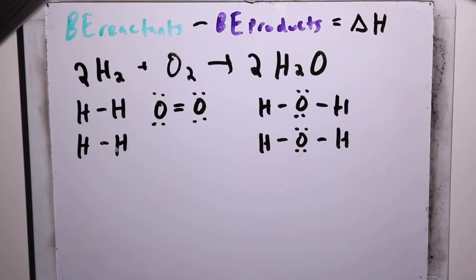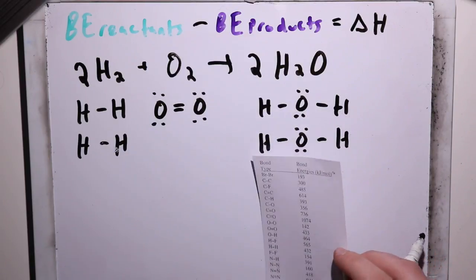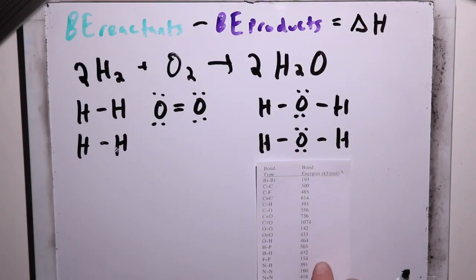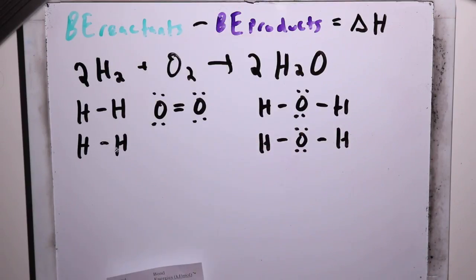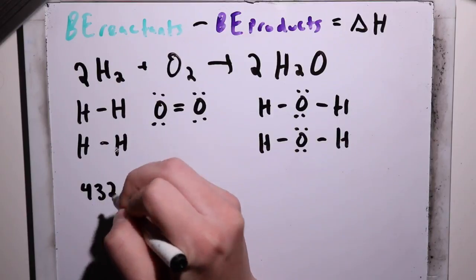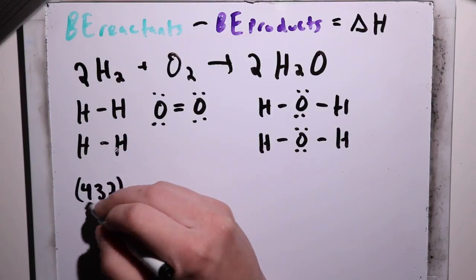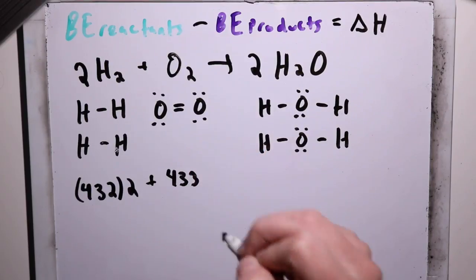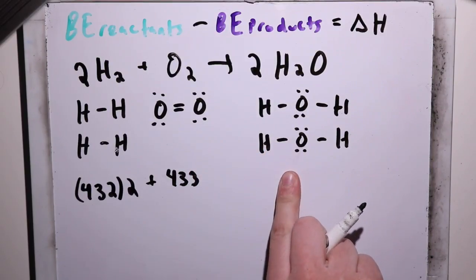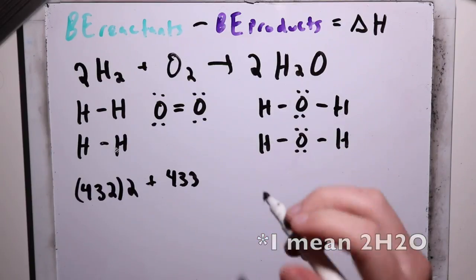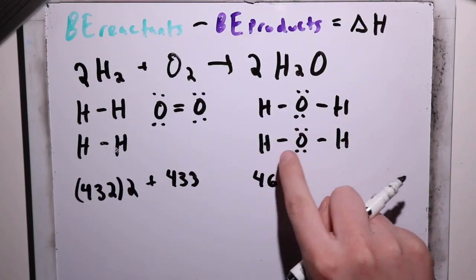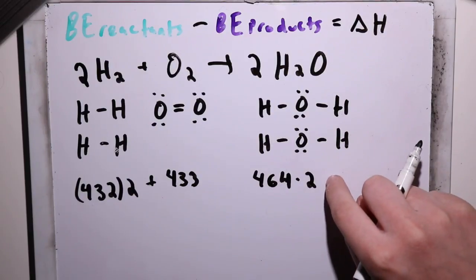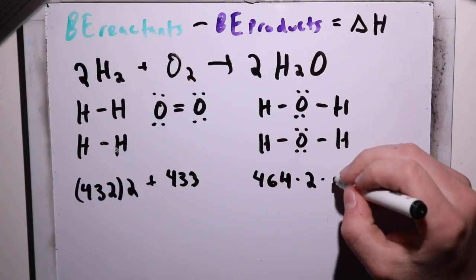So once we have the Lewis dot structures drawn out, we look at a chart to determine the bond energy of each bond. So for 2H2, the bond of an H to an H is 432 kilojoules. But since there's two, multiply that by 2. And then we're going to add O2. So this is a double bond of O's, which is 433 kilojoules. Now, for 2H2O, we have an H and an O bond, which is 464 times 2, since there are two of them. And we're going to multiply that by 2 again, since there are two H2Os.